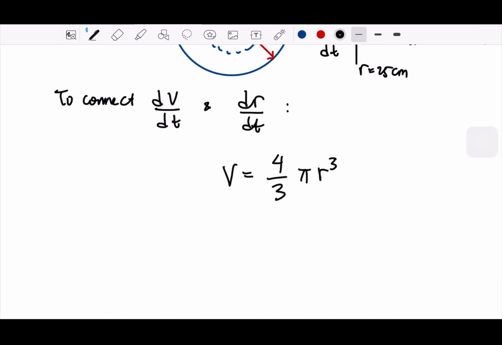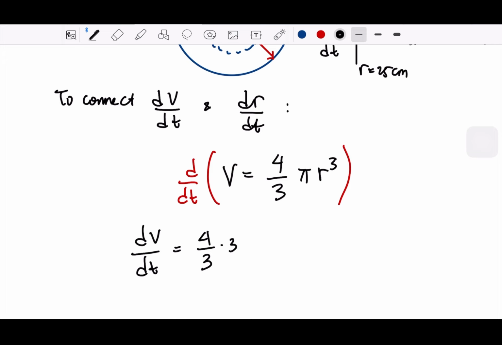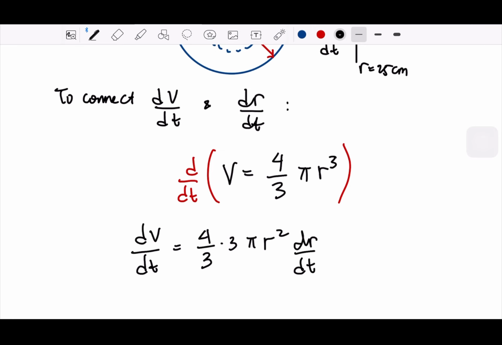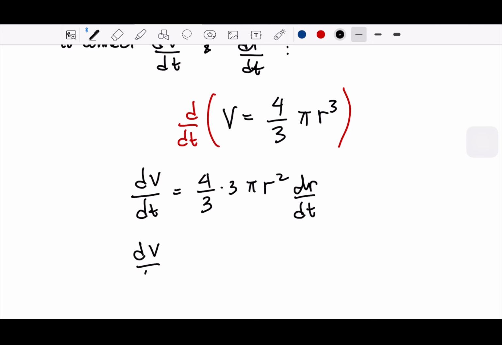Okay, now, as usual, we are going to differentiate with respect to t, and we are going to have dV over dt is 4 over 3 multiplied with 3 pi r squared. So dr over dt, sorry. So dV over dt is 4 pi r squared dr over dt.